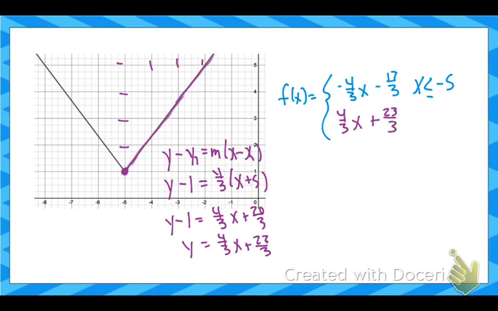Then we write the domain. This is happening when x is greater than negative 5. And again, I already have the or equal to, so I'll just leave it there. But if you flipped it, if you made this one just less than and this one or equal to, that's totally fine. It does not matter which one.